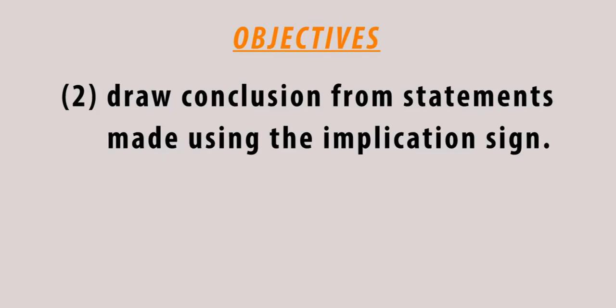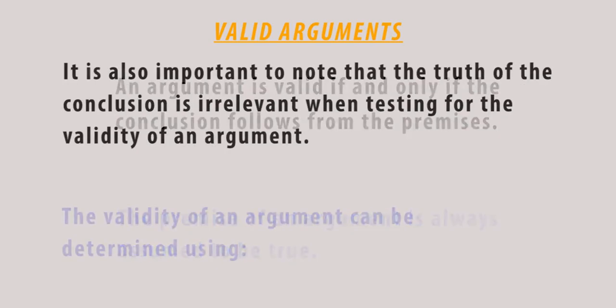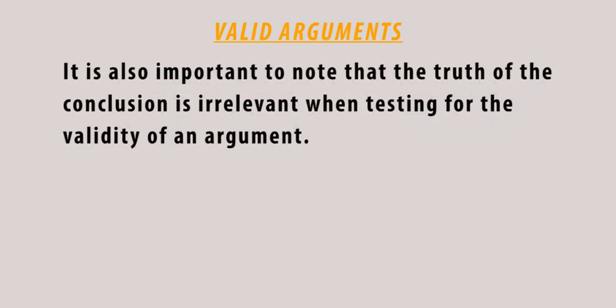Now let us look at what a valid argument is. An argument is valid if and only if the conclusion follows from the premises. The premise of an argument is always assumed to be true. It is also important to note that the truth of the conclusion is irrelevant when testing for the validity of an argument.